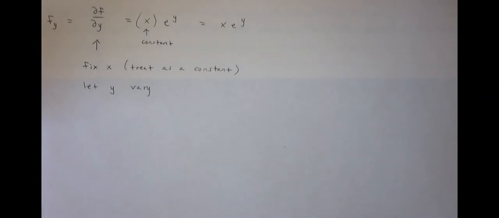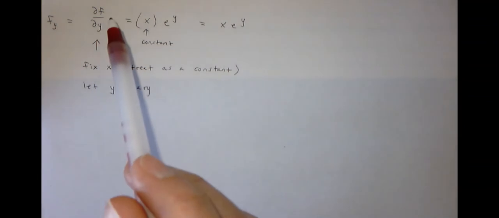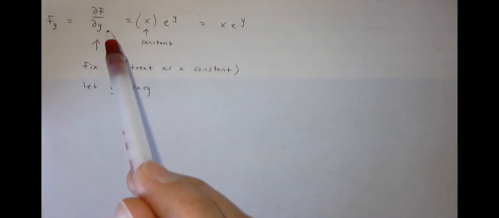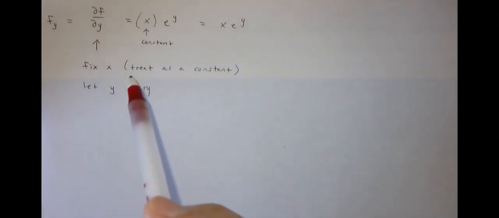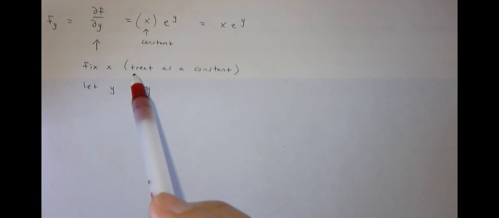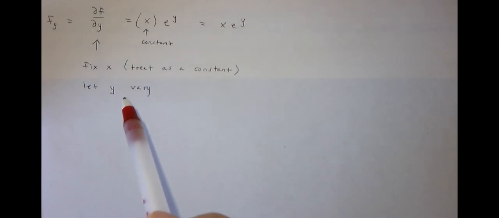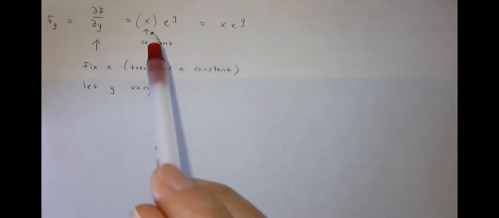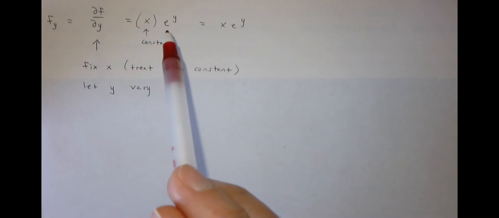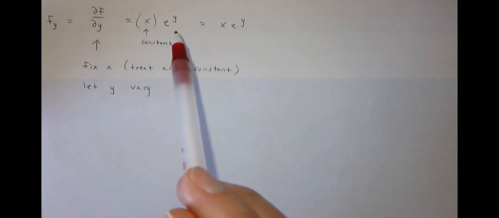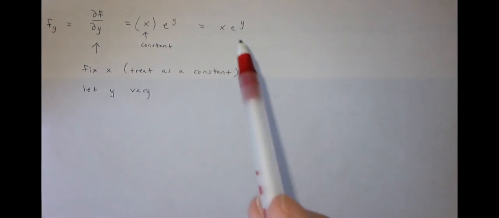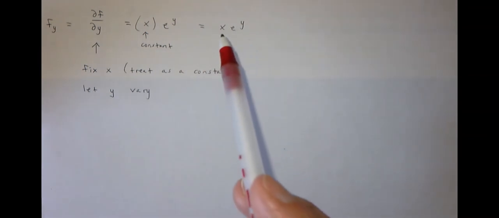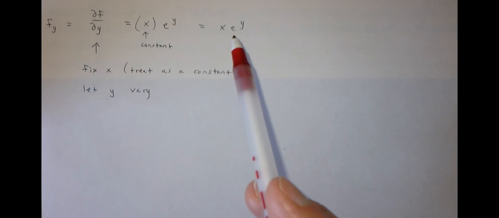For the other partial derivative, I'll write f sub y, or partial derivative of f with respect to y. Here we're going to treat the other variable x as a constant and let y vary. So this time x is a constant, y varies. Well, we know the derivative of e to the y is itself, so we end up with this constant multiple tagging along, x times e to the y.